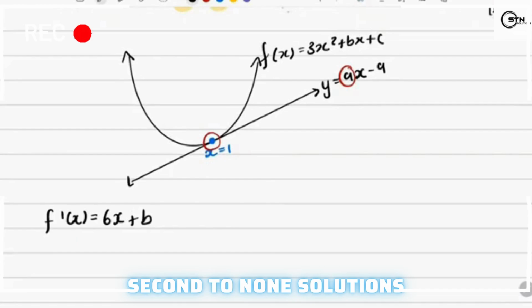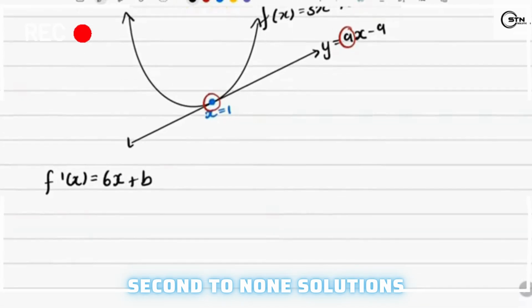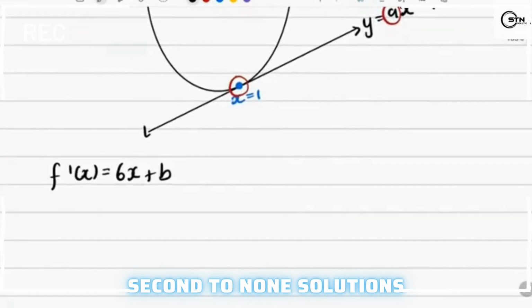Now, we're not just looking for any gradient on this parabola. We're looking for a specific gradient, the gradient at this point. And we know that the gradient at this point is 9, because that's the gradient of your tangent. The tangent and the parabola have the same gradient at that point. So before actually substituting the gradient, I'm specifically looking for the gradient of f at the point where x is equal to 1.